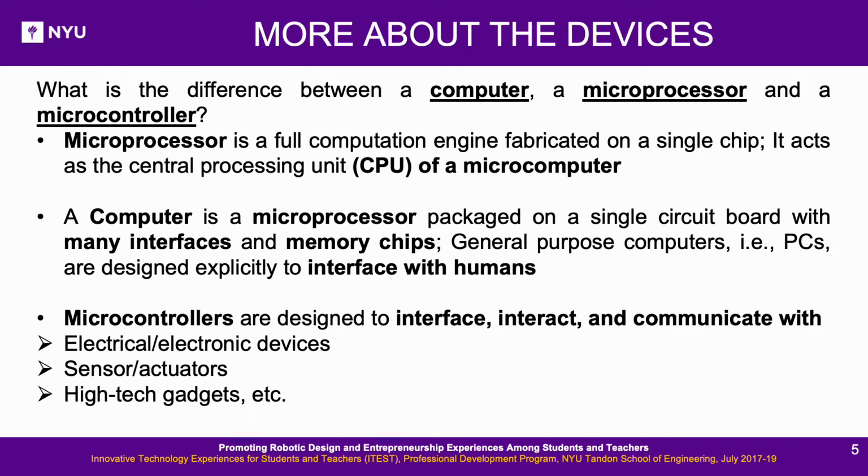What is the difference between a computer and a microprocessor and a microcontroller? A microprocessor is a full computation engine fabricated on a single chip. It acts as the central processing unit of a microcomputer. A computer is a microprocessor packaged on a single circuit board with many interfaces and memory chips. General-purpose computers are designed explicitly to interface with humans. Microcontrollers are designed to interface, interact, and communicate with electrical or electronic devices, sensors or actuators, high-tech gadgets, and more.